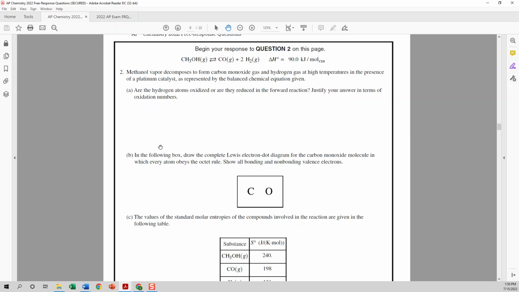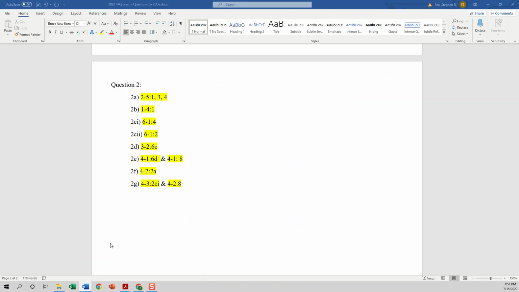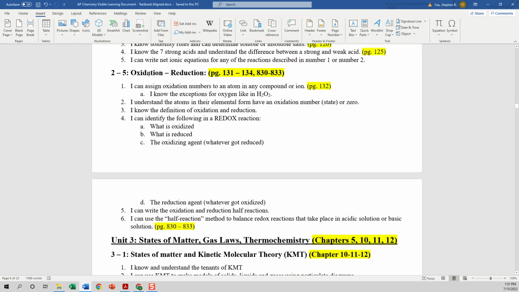So this is all coming from, if you go to your visible learning document, it's 2-5. It's kind of a hodgepodge of 2-5. It's 1, 3, and 4. So let's look at the visible learning document. 2-5 is just oxidation reduction. And if you look at 1, it says I can assign oxidation numbers. And if you look at number 3, I know the definition of oxidation reduction. And then if you look at number 4, I can identify what's being reduced, what's being oxidized. So we have to identify, is hydrogen being oxidized or is hydrogen being reduced in this reaction?